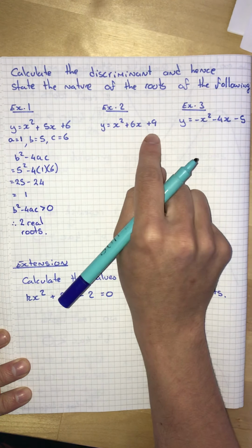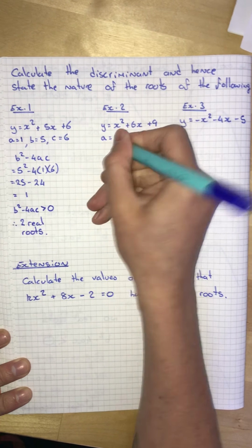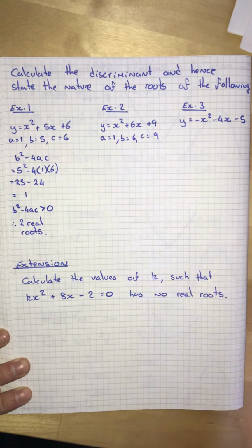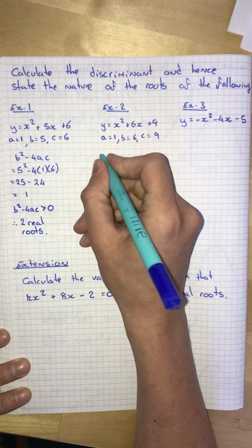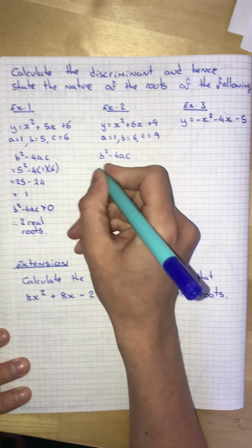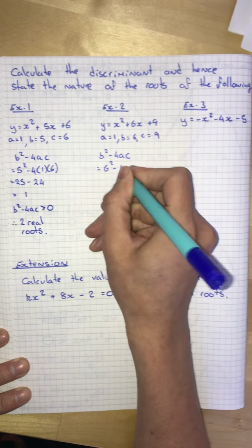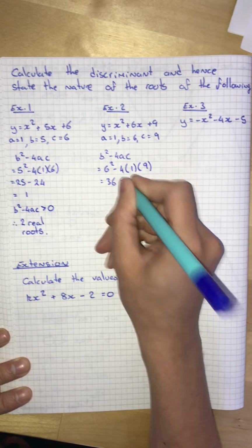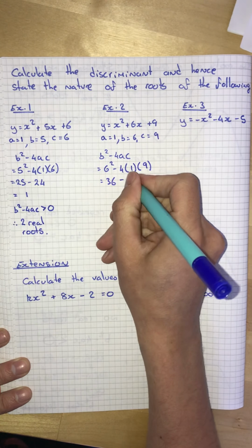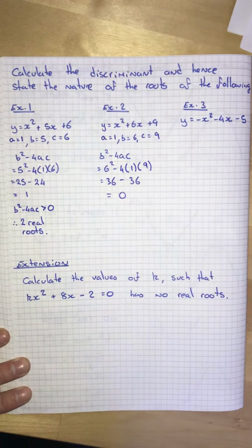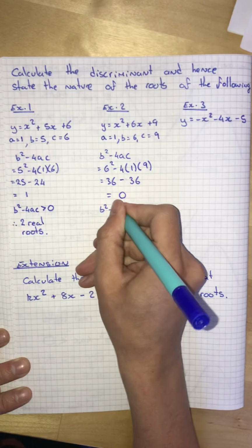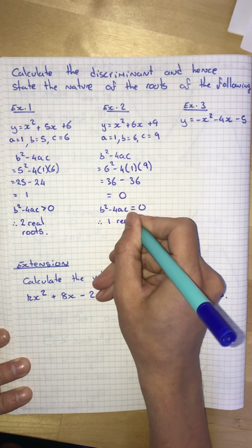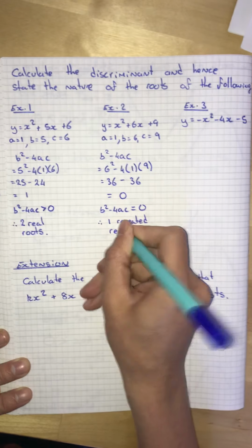Now, let's do another one. a equals 1, b equals 6, and c equals 9. So let's do b squared minus 4ac. 6 squared minus 4 times 1 times 9. 6 squared is 36, minus 4 times 1 is 4, times 9 is 36. 36 minus 36 is 0. And so b squared minus 4ac equals 0. Therefore, 1 repeated real root.